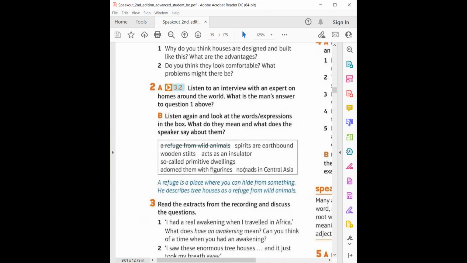And the last one, nomads in Central Asia. Central Asia is an area. Nomads are people who move from one place to another place. They don't have modern houses like us. They just keep moving from one area to another area.